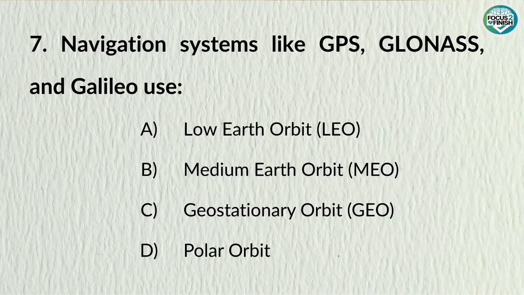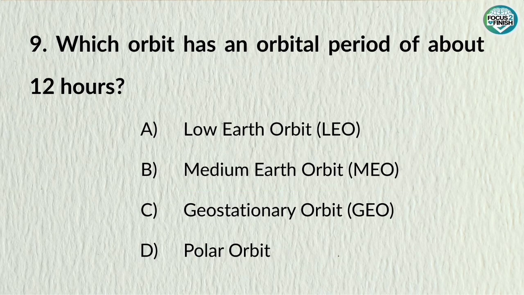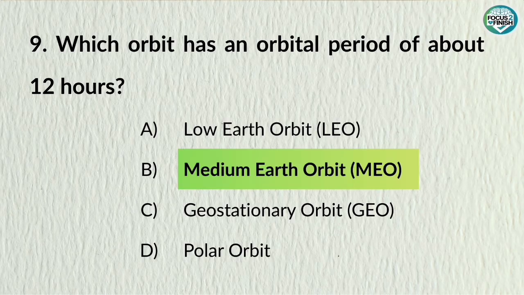7. Navigation systems like GPS, GLONASS, and Galileo use. Answer: Medium Earth orbit. 8. The altitude of MEO satellites is about. Answer: 1243 to 22,236 miles. 9. Which orbit has an orbital period of about 12 hours? Answer: Medium Earth orbit.